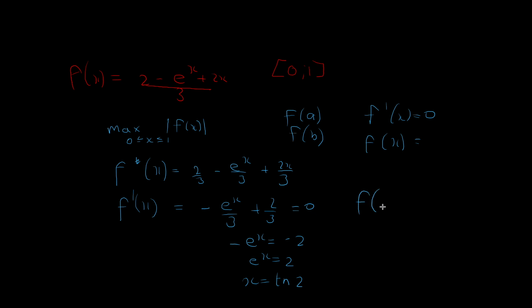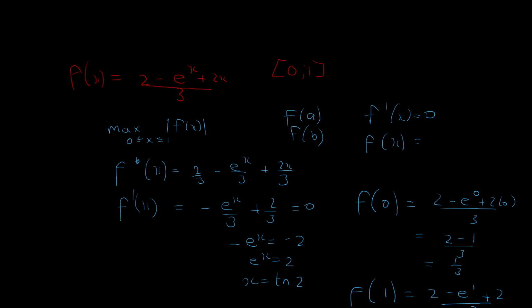Now we also need to find out the value at the endpoints. So what's f if we substitute 0? This would be 2 minus e to the power of 0 plus 2 times 0, divided by 3, and e to the power of 0 becomes 1. So it's 2 minus 1 over 3, which is just a third. If we do the same for 1, we will have 2 minus e to the power of 1 plus 2 times 1, which is just 2, over 3. And this will be equal to 4 minus e, over 3.